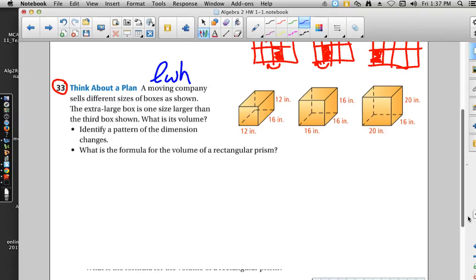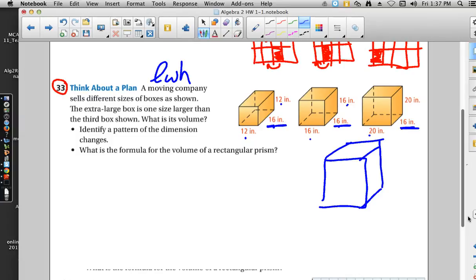So what I need to do is figure out what on earth the pattern is and increase those numbers appropriately. So 12, 16, 12, 16, 16, 16, 20, 16, 20. First thing I noticed was the 16s not going anywhere, so I need to keep that. And then I look from 12 to 16, 16 to 20, 12 to 16, 16 to 20.